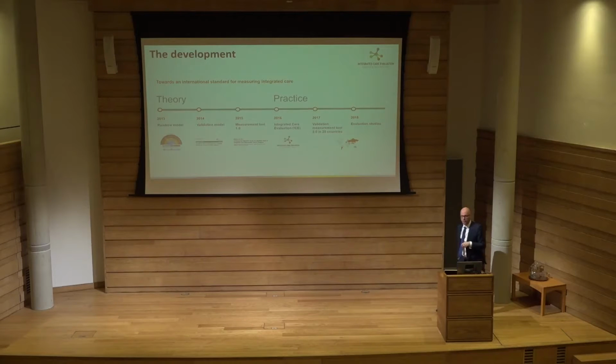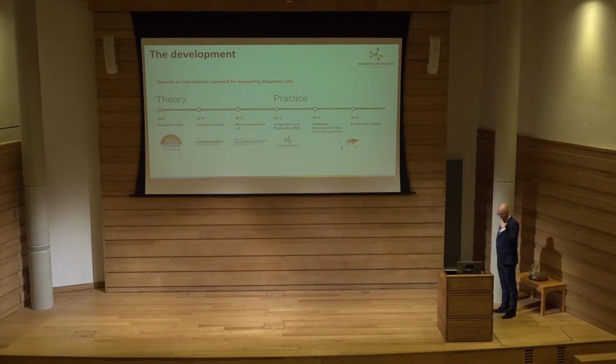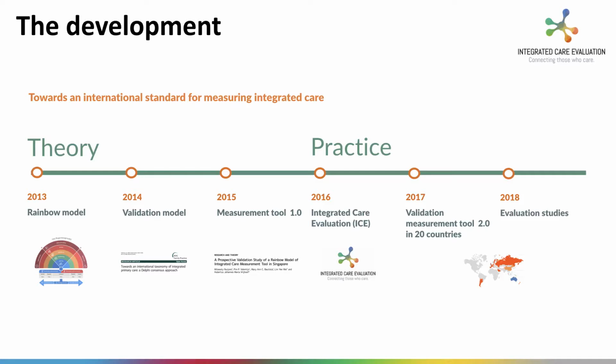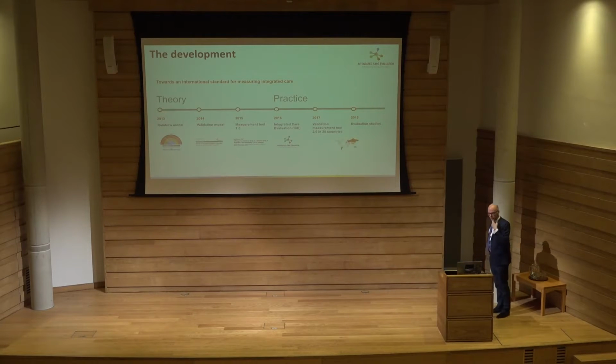So we did a review of systematic reviews, looking at other instruments that have already been published, and started improving the measurement to 2.0, which we have now validated across 20 countries. And in 2016, we established ICE, Integrated Care Evaluation, because we also get a lot of requests to start evaluating this across the globe. And now we're running several evaluation studies to start understanding if we can model how integrated care works. So we're slightly moving to practice.